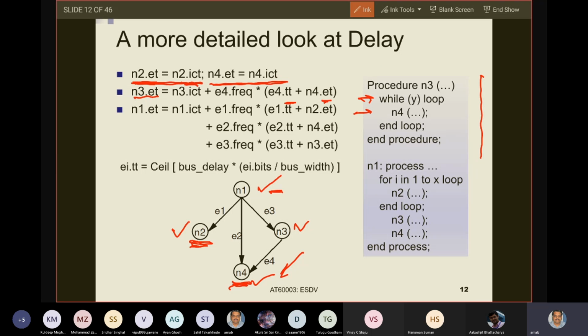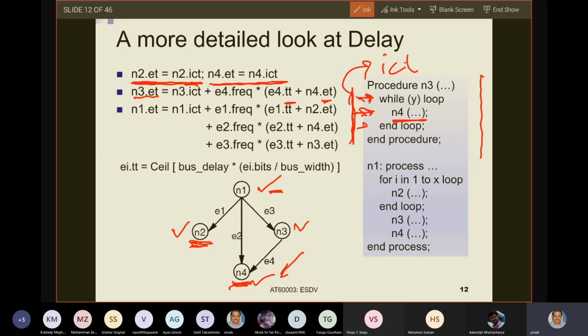It calls n4, and there is an end loop. So the execution of all these statements consumes time, which is given by ICT. ICT is the computation time taken to execute all these statements. But it has some other things as well. The execution of these statements inside n3 is not all. Because it calls n4, to complete n3 you require to complete n4. Therefore, the execution time of n4 will be there inside the execution time of n3.